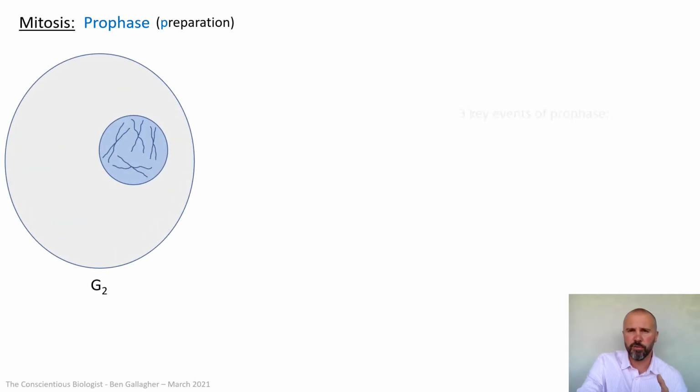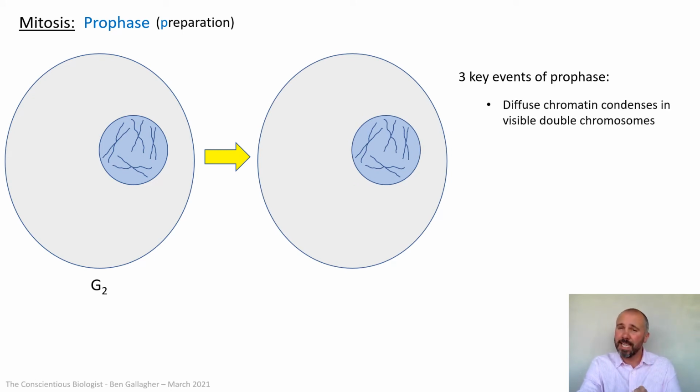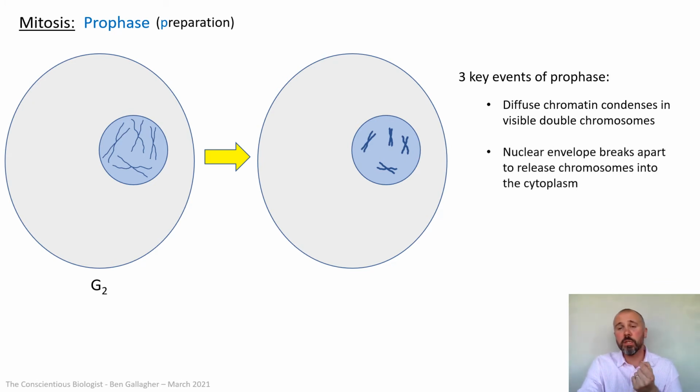If we've got our cell from G2 from the last diagram, to achieve the preparatory events of prophase, there's three key events. The first one of those is that the diffuse chromosome condenses into visible double chromosomes. So on the last slide, I said that these are a bit misleading. So it would only be now that when they condense, they become visible like you can see on the diagram there. Okay. Event 2 is that the nuclear envelope, remember that from the cell ultrastructure, will break apart. That's to release the chromosomes into the cytoplasm. So they're now floating around.